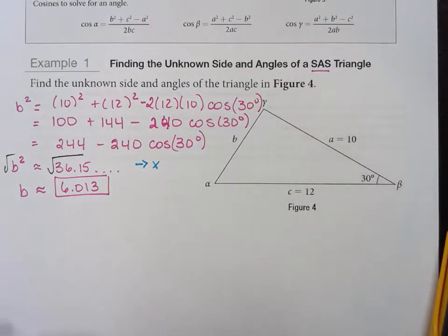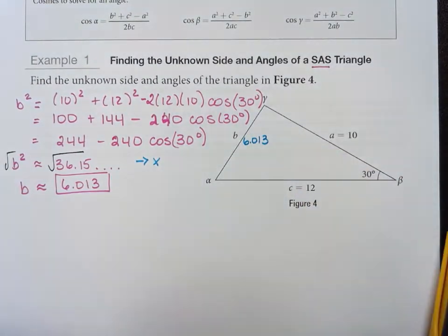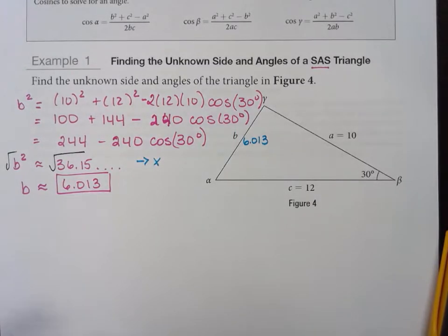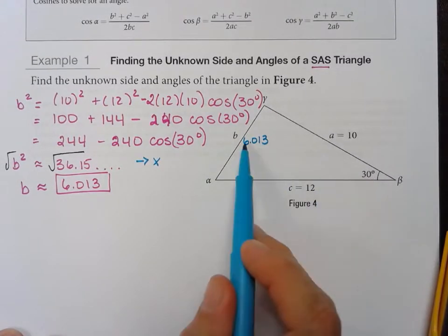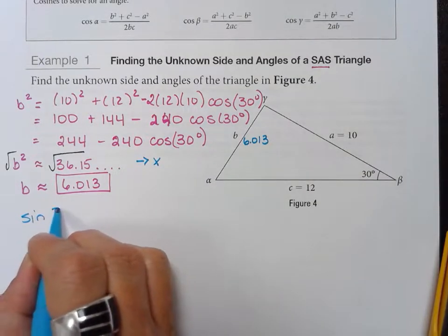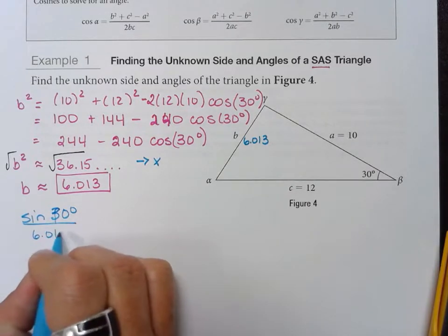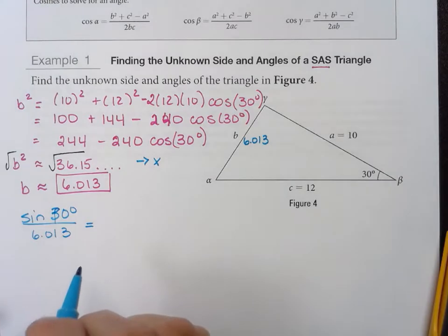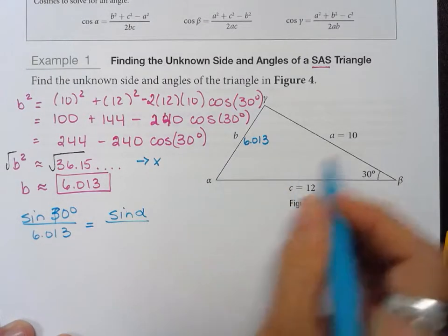Well, now that I know this side, I can actually switch and use my law of sines to find the angle, because the law of sines is a little bit easier to remember. So we can do sine of beta over b. I was going to write beta, but I'll write 30 degrees. Sine of beta over b is equal to, let's work with alpha. So sine of alpha over a.